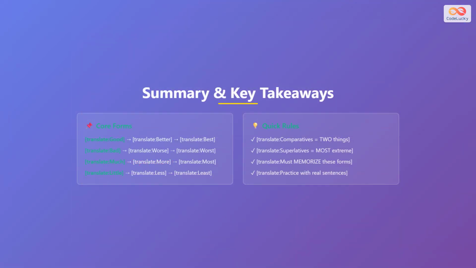Let's review what we've learned. The core irregular forms are: good becomes better and best, bad becomes worse and worst, much becomes more and most, little becomes less and least. Remember these important rules. Comparatives are used for comparing two things. Superlatives are used for comparing more than two things or describing the most extreme. These irregular forms must be memorized because they don't follow regular patterns. Practice using them in real sentences to make them part of your vocabulary. Now you're ready to use irregular comparatives and superlatives in your everyday English.